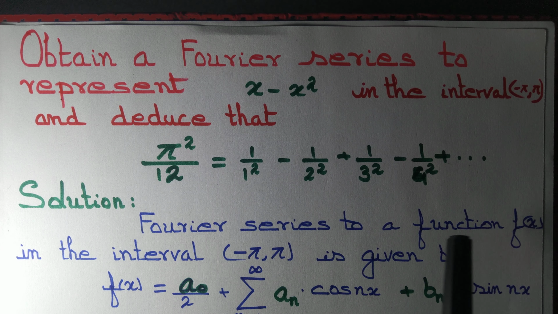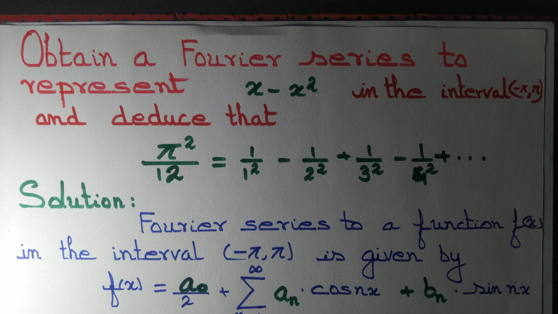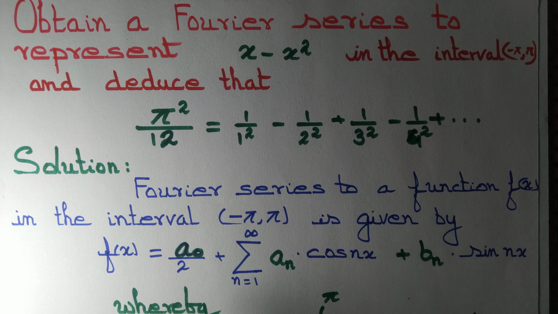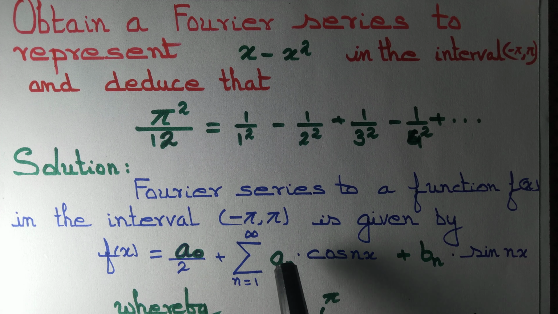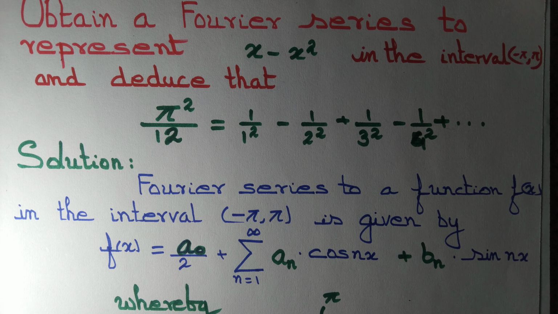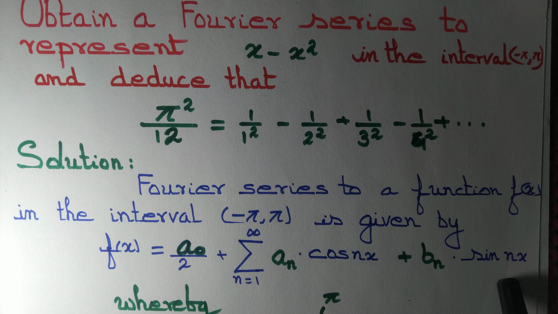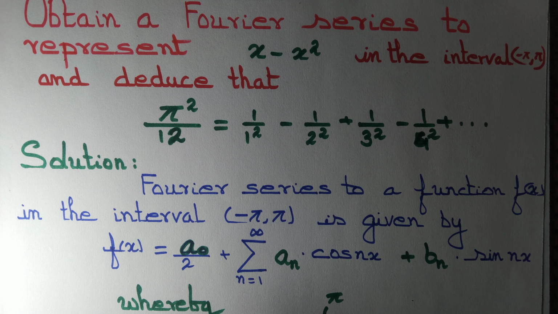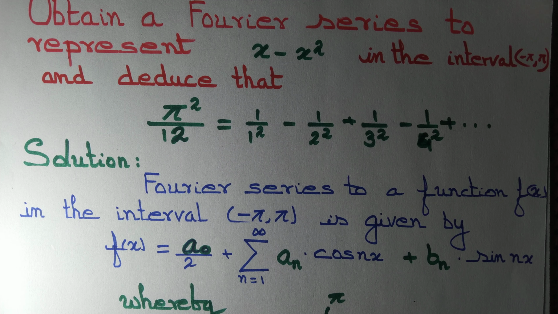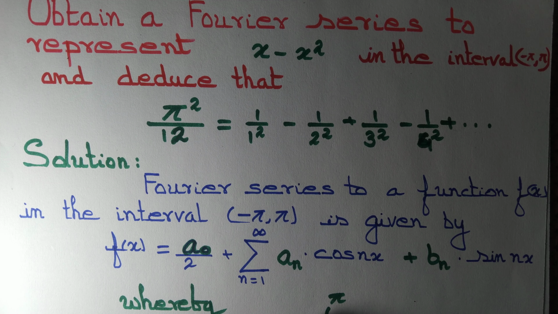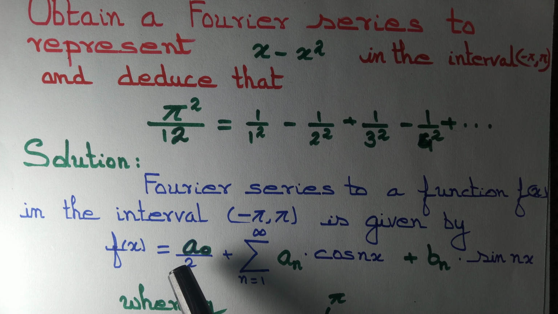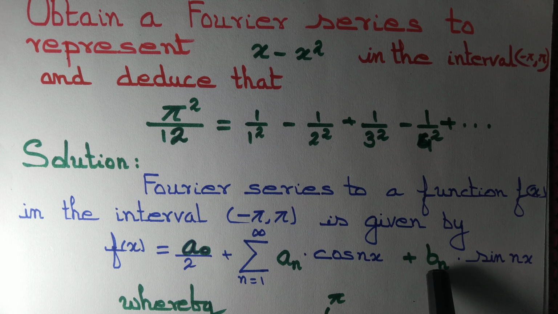Now, the Fourier series of a function f(x) is an infinite series given by f(x) = a0/2 + sum from n = 1 to infinity of (an cos nx + bn sin nx). Of course there are other factors like convergence, but what we need now is to determine those coefficients a0, an, bn.